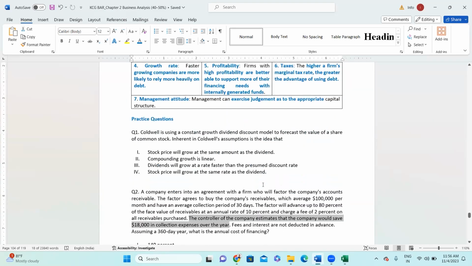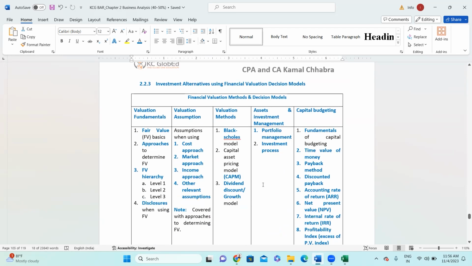So now we are jumping onto the new topic, which is investment alternatives using the financial valuation decision model. In this model, we'll be understanding five things. First is valuation fundamentals, that is fair value basics. Then we'll understand the approaches to determine fair value. Then we'll understand in detail the fair value hierarchy, that is level 1, level 2, level 3. And lastly, the disclosure part of it.